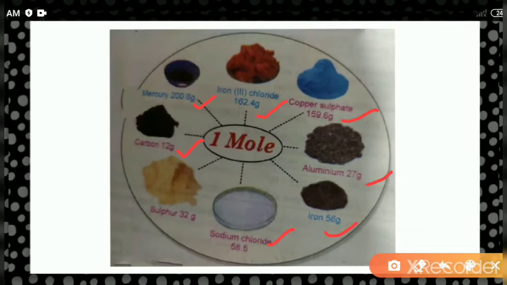If we talk about a molecule, the mass of 1 mole of a molecule is equal to its molecular mass in terms of gram. If we talk about an atom like carbon, the mass of 1 mole of carbon atoms is equal to the atomic mass in terms of gram. As we have discussed, the atomic mass of carbon is 12. So if we write 12 gram, that is the mass of 1 mole of carbon. It is not the mass of one carbon atom, but the mass of 1 mole of carbon atoms. That means it is the mass of 6.022 into 10 raised to the power 23 carbon atoms. So this chart shows that the mass of 1 mole of different substances is not the same.